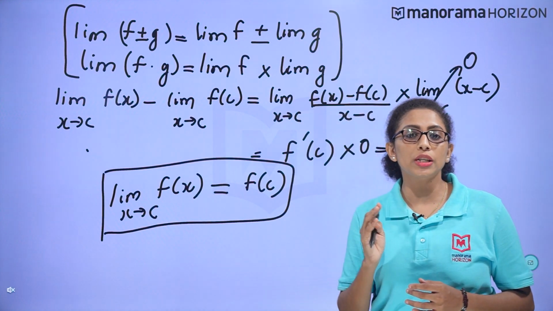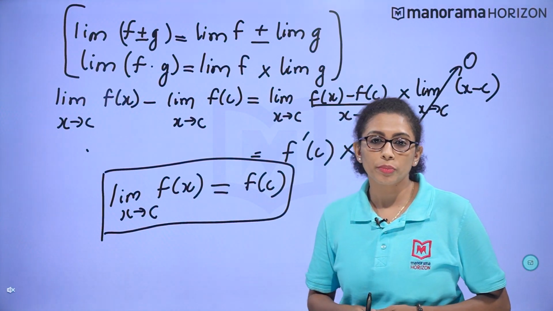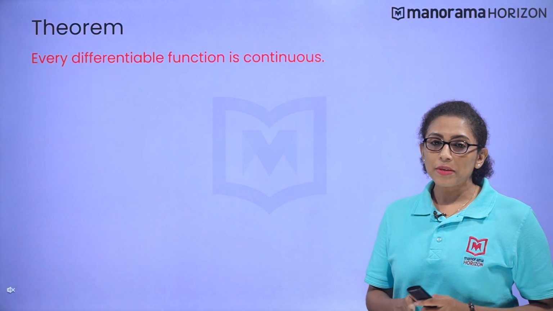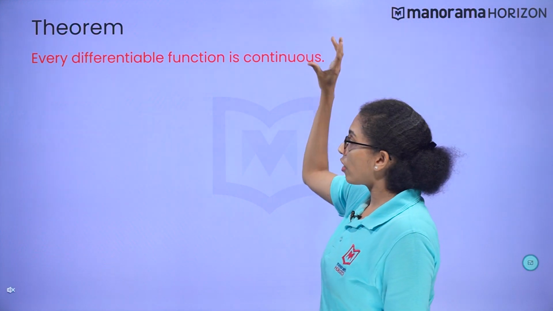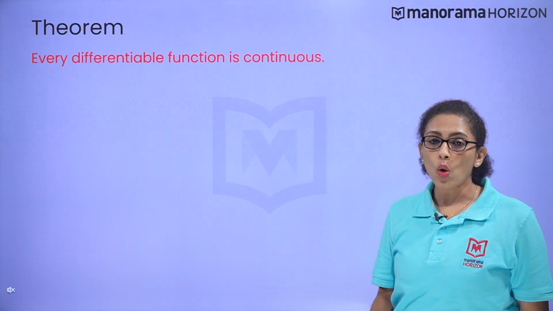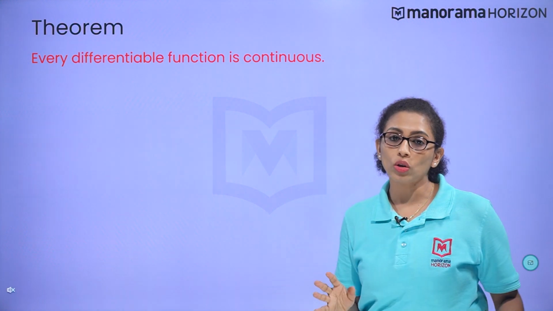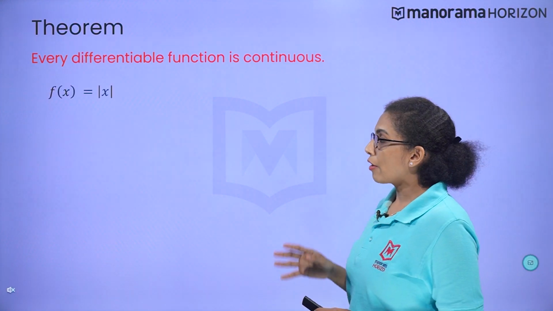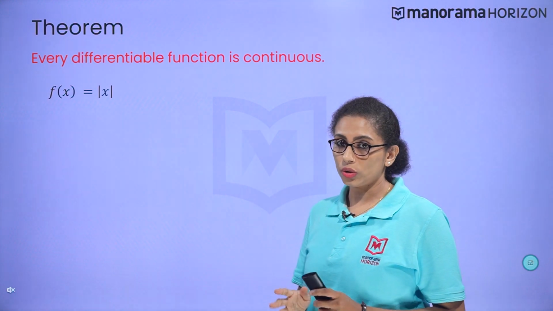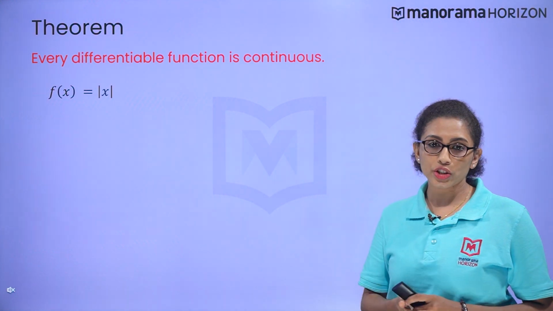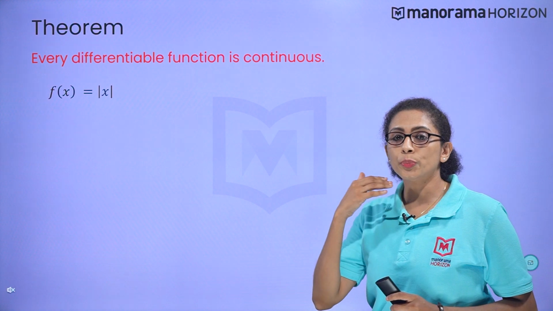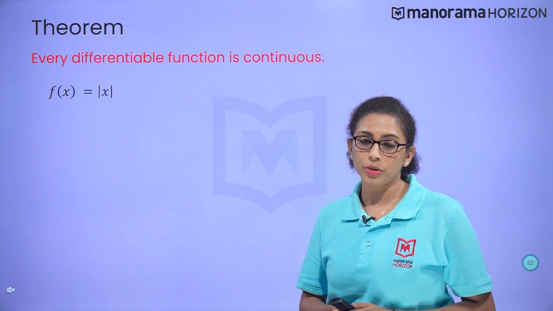But the converse of this need not be true: a continuous function need not be a differentiable function. The theorem statement is, every differentiable function is continuous. Now we are going to prove that the converse of the above theorem is not true. Let us consider f of x is equal to mod x. We know that mod x is a continuous function always. So we are going to prove that it is not differentiable.